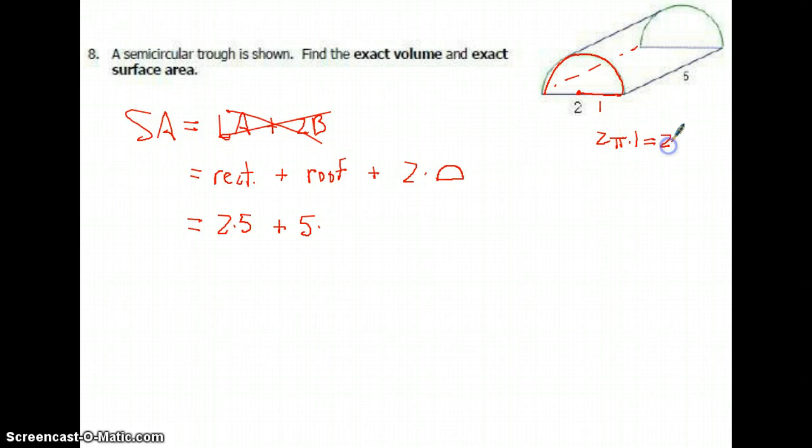Radius is 1 again, which is 2 pi, but that's the whole circle. I don't want the whole circle. I just want half of it. So that little length there is just pi. That's an arrow. Okay, great.